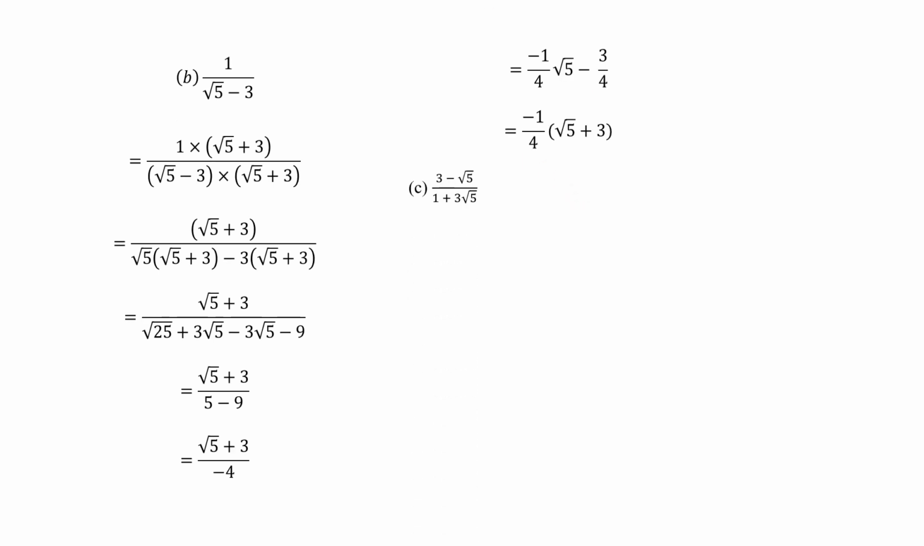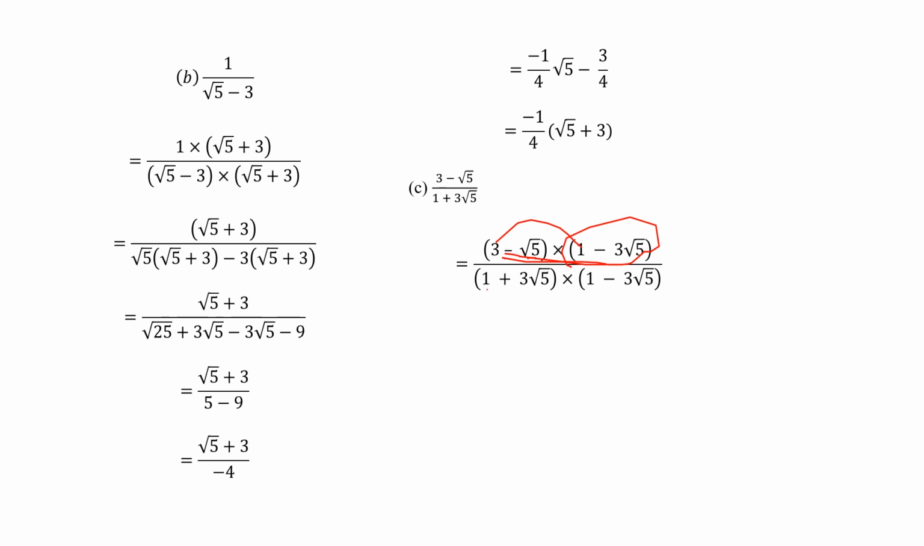So when we go to part C, we are still rationalizing the denominator. 3 minus root of 5 divided by 1 plus 3 times the root of 5. So we said we are going to get the conjugate of the denominator, then we multiply it by the numerator and denominator, which is that. So in the numerator, we are going to open the brackets, the 3 will multiply that, and the minus root of 5 will multiply the whole of that bracket also.